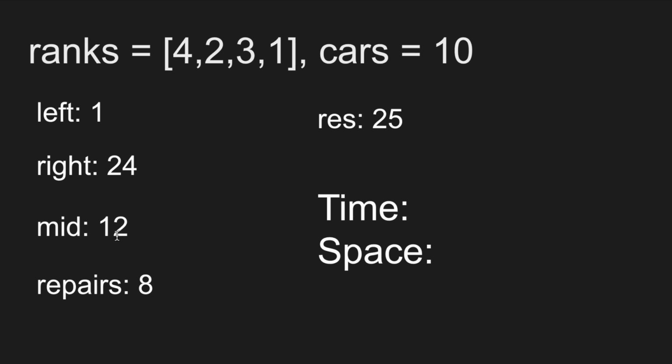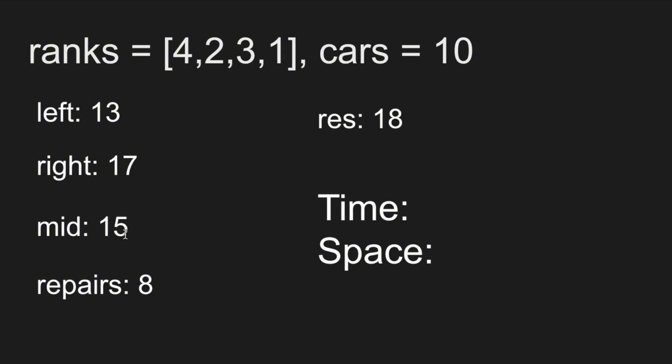Now with a middle value of 12, we see that it can only make 8 repairs. So we don't update the result, but we need to shift the left pointer. Now that the left pointer is 13, the middle value will be 18. In 18 minutes, we can actually make 11 repairs. So it is enough. So we shift the right pointer again, and we need to update the result.